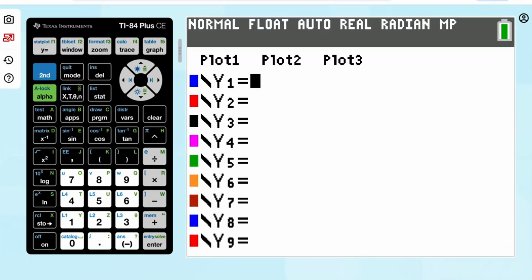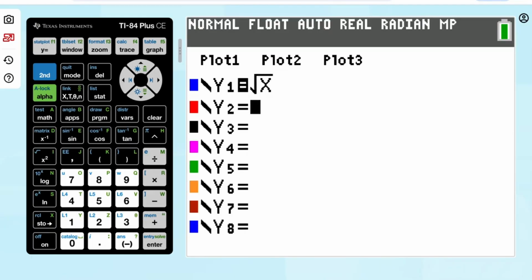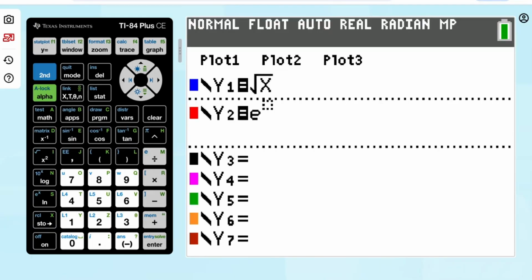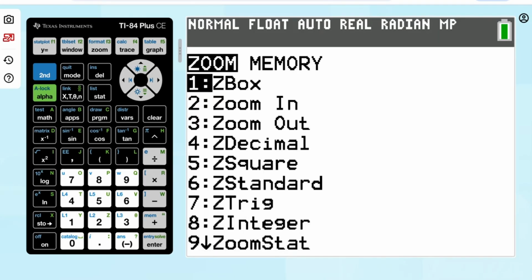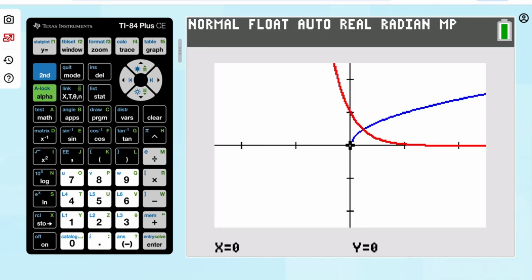We'll graph the two functions. So I'm just going to put in square root of x, and I'm going to put in e to the negative 3x. And when I graph them, I should be able to find that intersection point. I'm going to zoom in just a little bit here, right around the origin, so I can see a little bit better. Just hit zoom and then zoom in and hit enter.